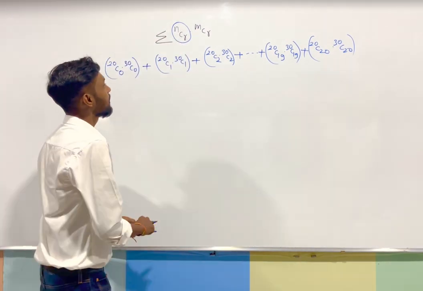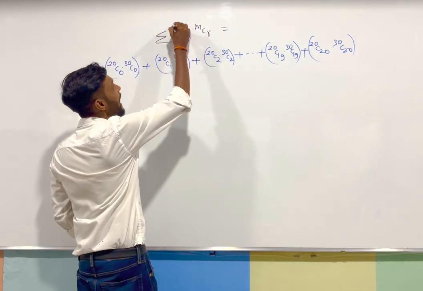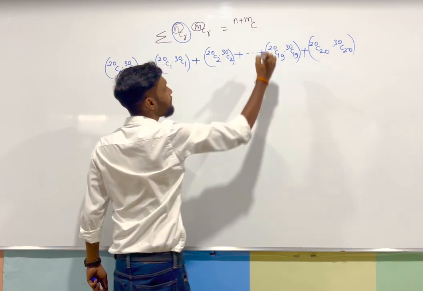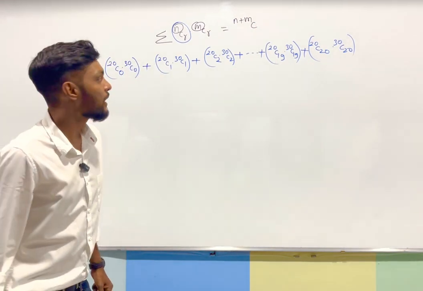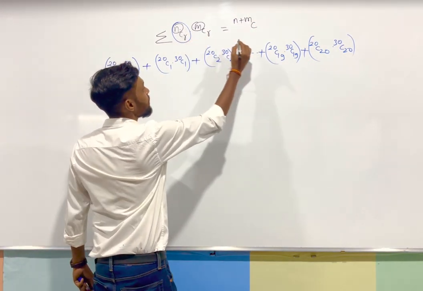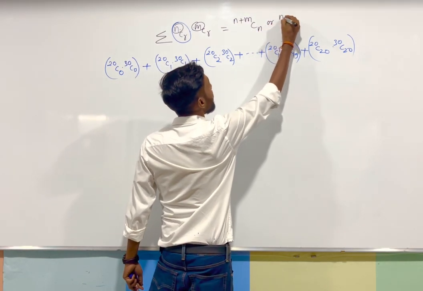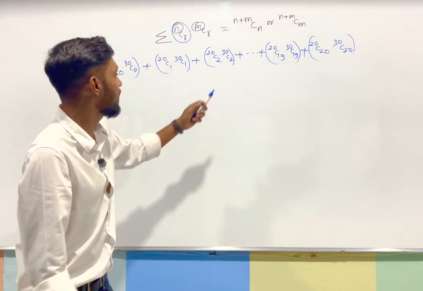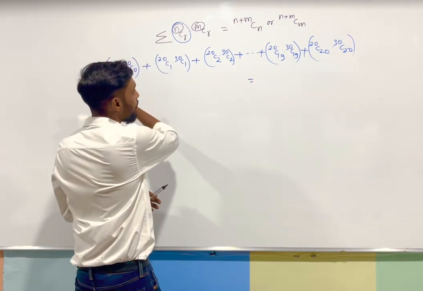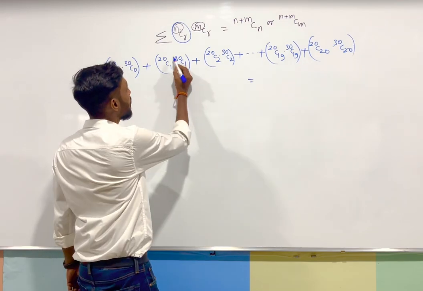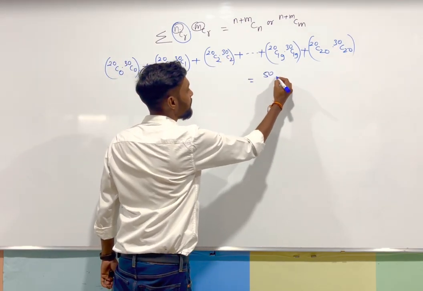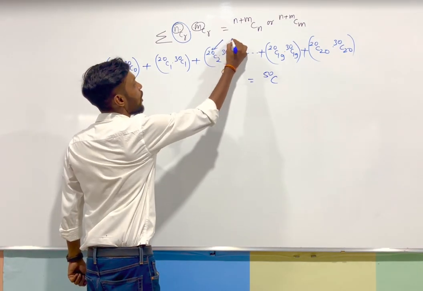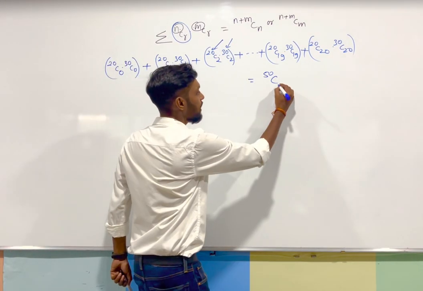The result is you simply have to add these two numbers, n plus m, C, and for the lower subscript, you could write any of these two numbers. You could write n over here or you could write m. Both answers will be correct. Like here, the sum would be 20 plus 30, that is 50C, and for the lower subscript I can pick 20 or I can pick 30, both will be correct answers.